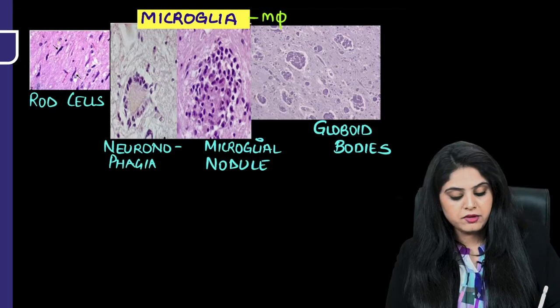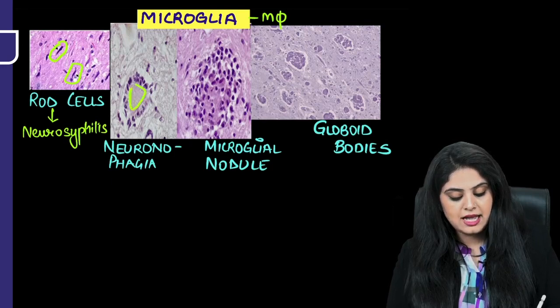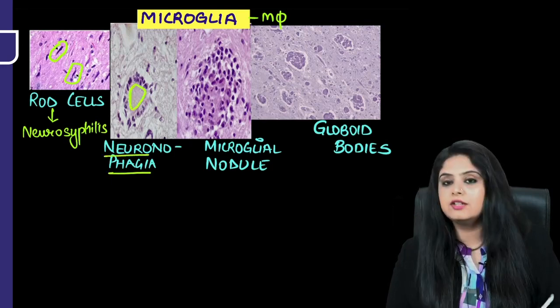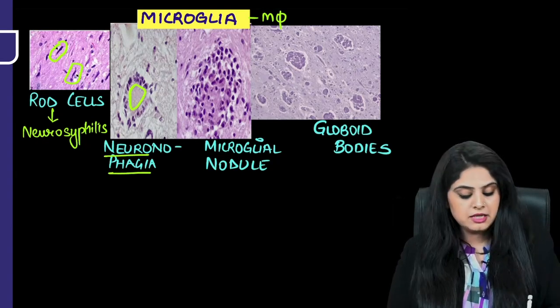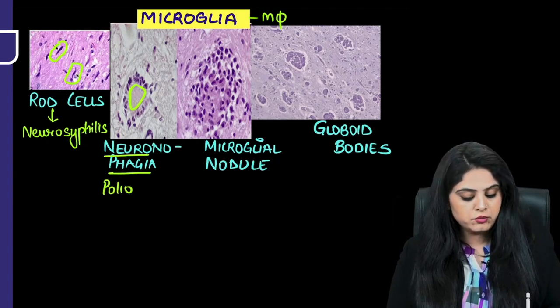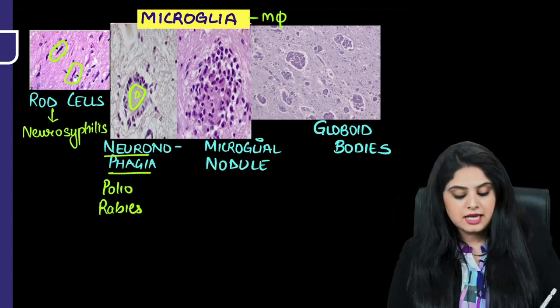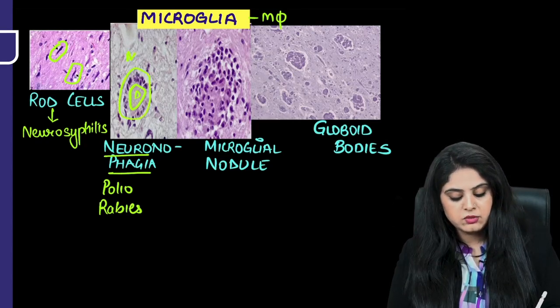If the macrophage or the microglia becomes long like a rod, that is something you see in tertiary neurosyphilis. If you see that these microglia are going and eating a damaged nerve, neuronophagia, so the damaged nerve is being eaten up, that is something you see in cases of polio and rabies. So you can see the damaged nerve over here, and you can see all the microglia surrounding it.